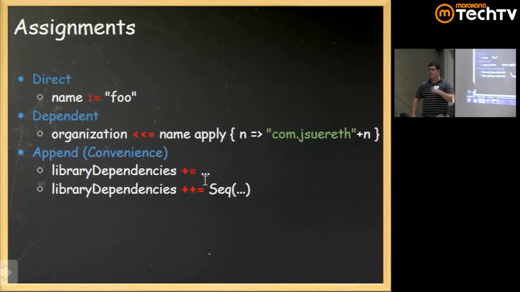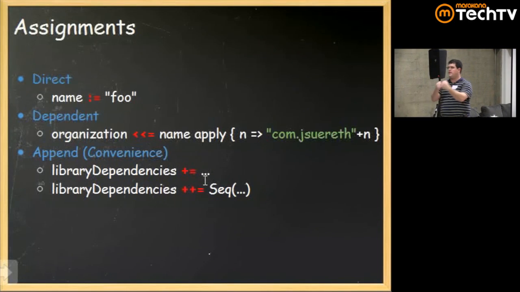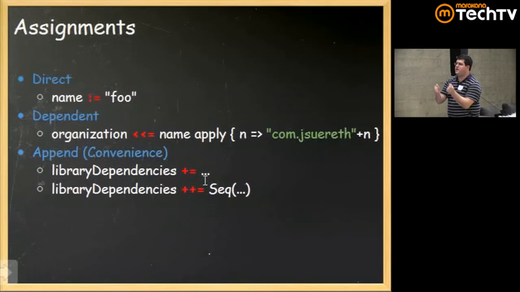The plus equals operator, all it's doing is it's taking the previous value of the setting and it's appending something to that sequence. The plus plus equals is appending an entire sequence to the previous value. So it's a handy way to append things to sequences. There's a lot of sequences in a build tool. Library dependencies happens to be a sequence of projects, right?